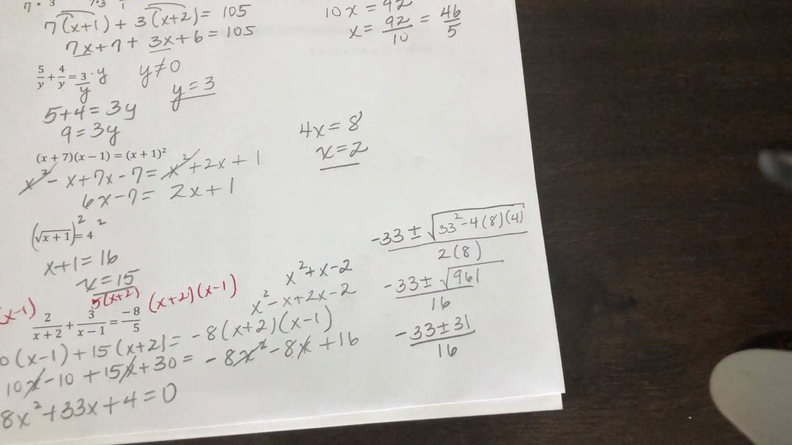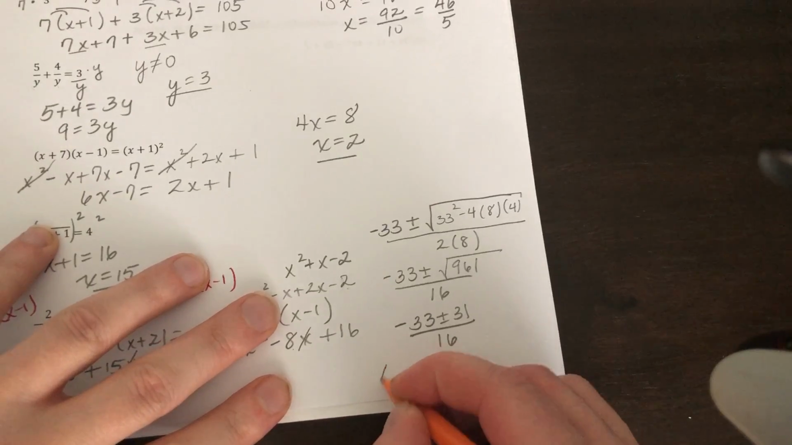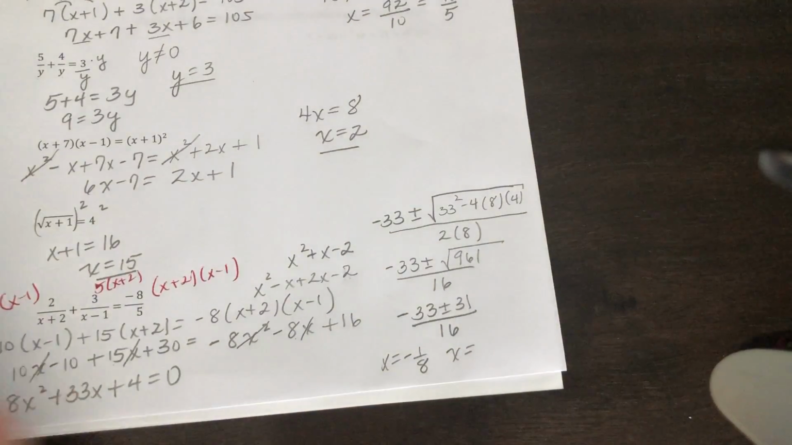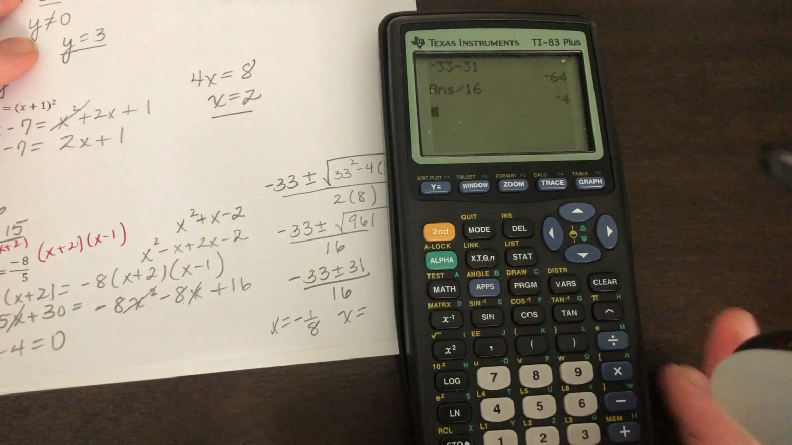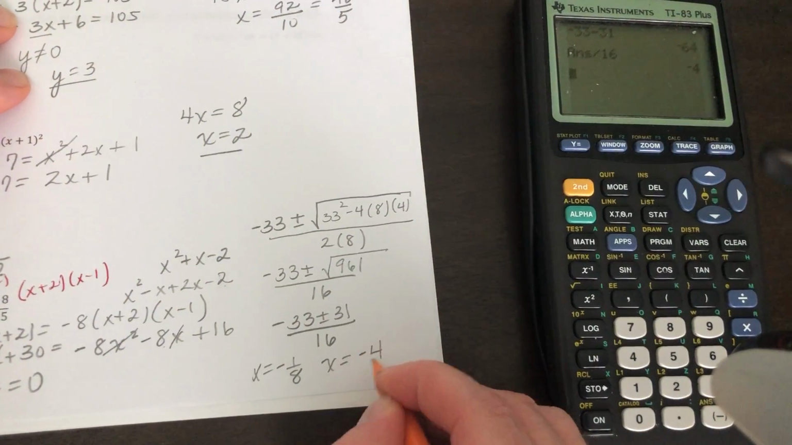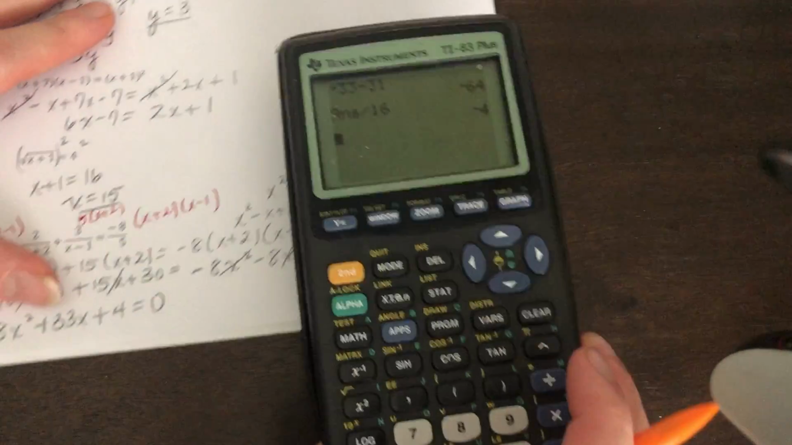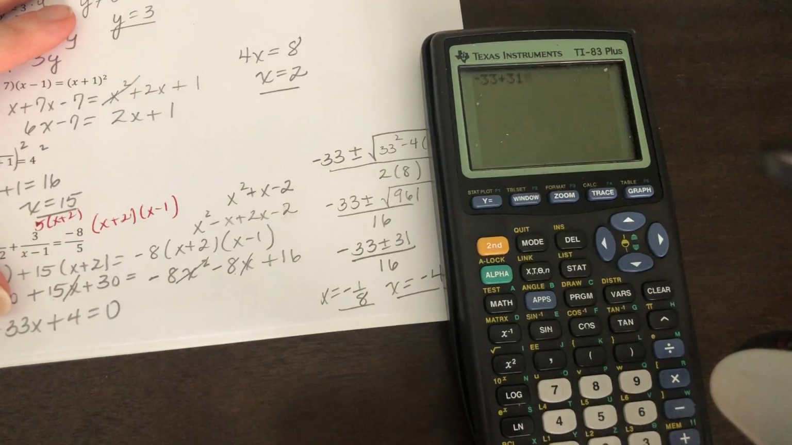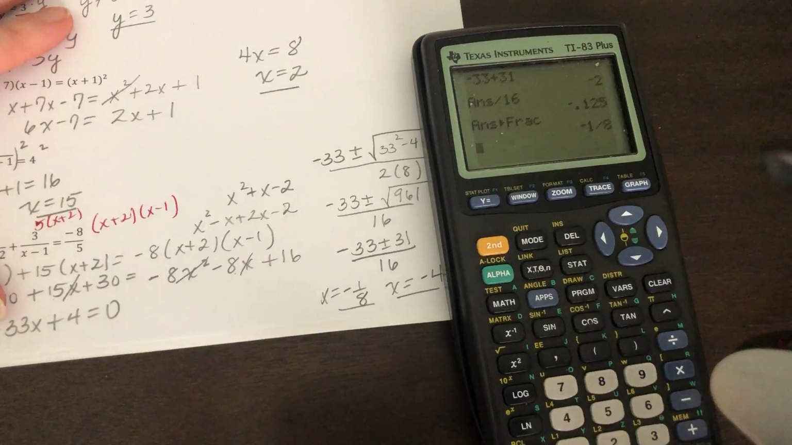Okay, so we're going to do negative 33 plus 31 divided by 16. And you get negative 1/8. And x is equal to, so we're going to do negative 33 minus 31 divided by 16. And you get negative 4. Okay, so what I suggest you do on this is, if you don't know how to put it in a fraction like the first one, negative 33 plus 31 divided by 16, you hit math, enter, and that converts it to a fraction for you.